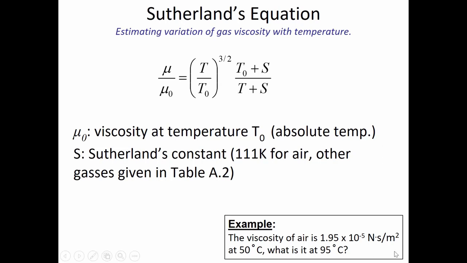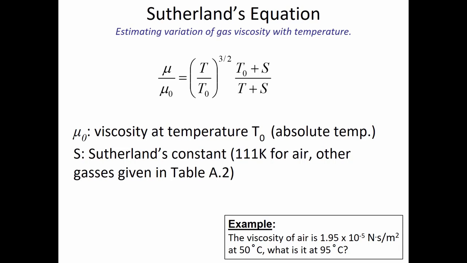So although the temperatures in this example are given in Celsius, the first step is to convert to Kelvin, and another hint that you need to do that is that Sutherland's constant is itself in terms of Kelvin. So if you're going to be adding S to the given and desired temperature, the temperatures have to be in the same scale to be able to add them together.